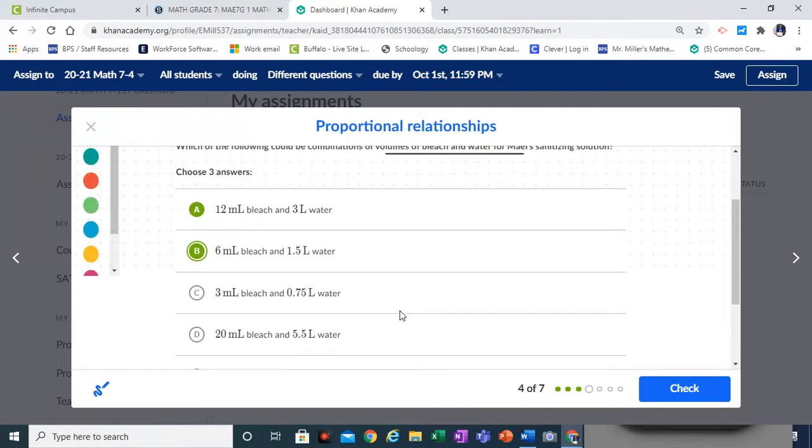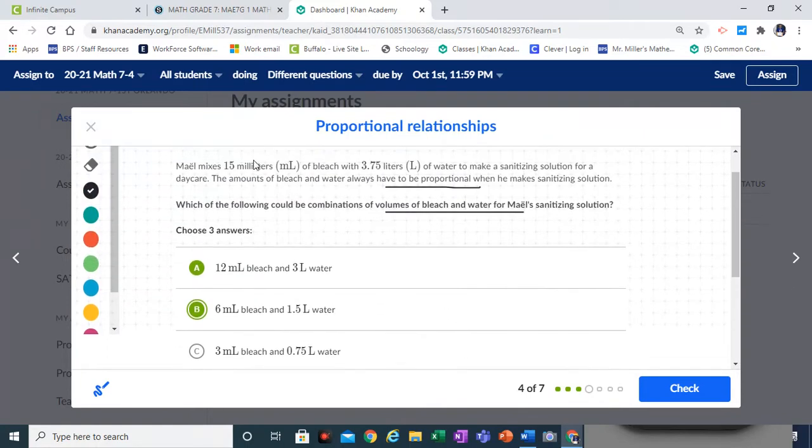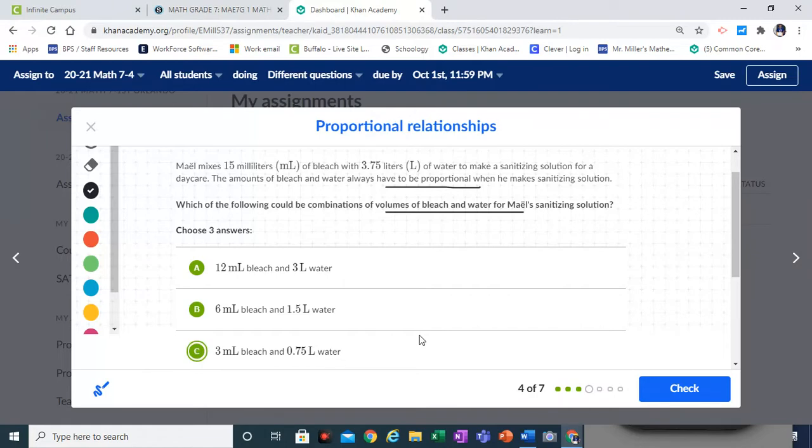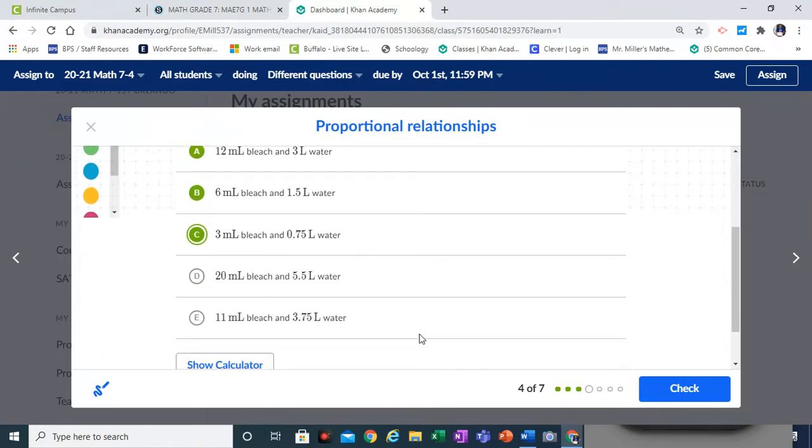Now we have to do the next. So 3 divided by 15, and 0.75 divided by 3.75. And the nice thing is, the first three are the correct answers. Let me show you one that's wrong.